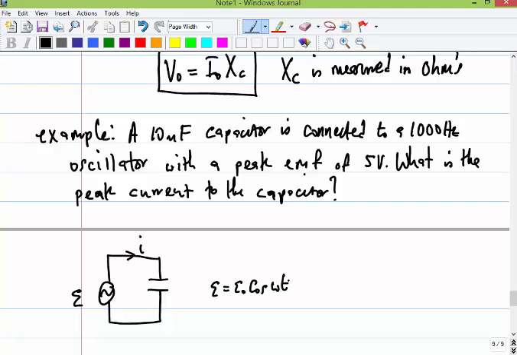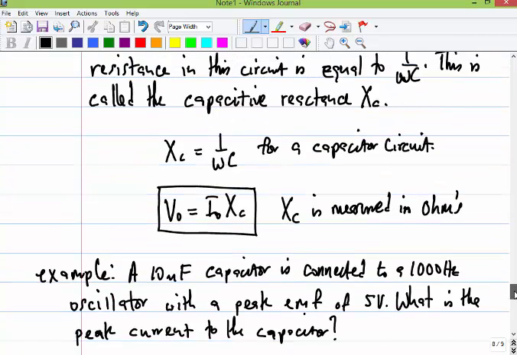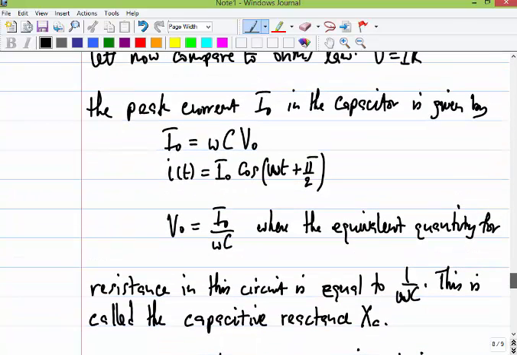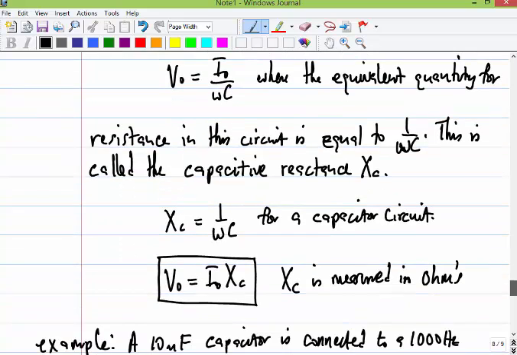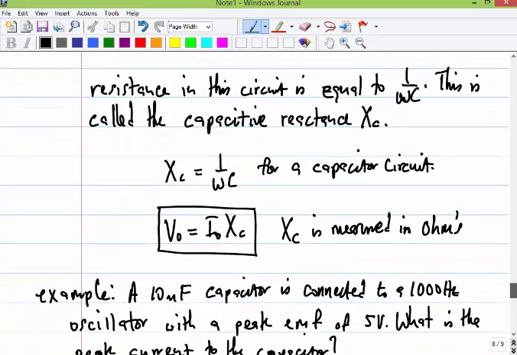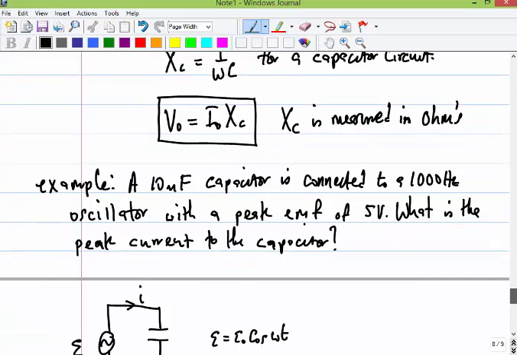We have formulas for peak current. Peak current is equal to omega C times V naught. We have X_C, which is 1 over omega C. So we have all this information. The question is, what is the peak current in the capacitor?